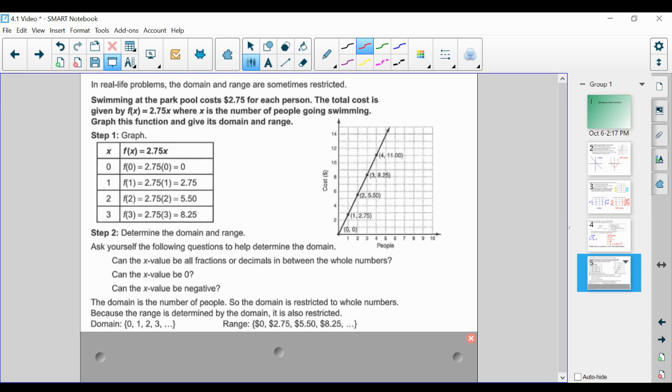And then our range is going to be the values or the cost with those values of people. If we have 0 people, we have $0. We have 1 person, it's $2.75. If it's 2 people, it's $5.50. If it's 3 people, it's $8.25, ... because this continuous pattern is going to be happening. And we cannot show an inequality because we cannot include those fractional pieces. We only can go up by $2.75 each time because that's determined by our x values, by our domain values.